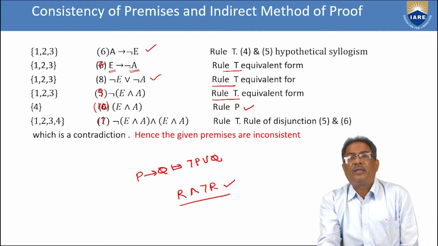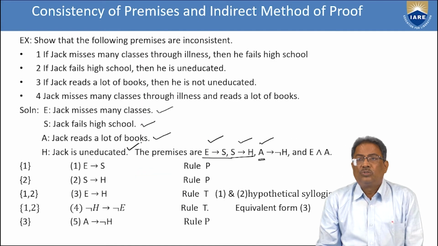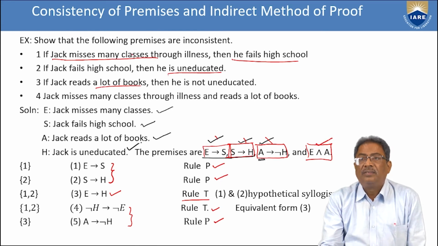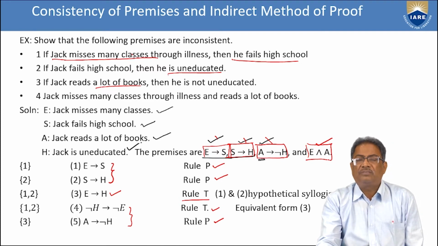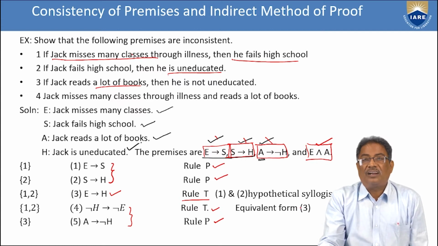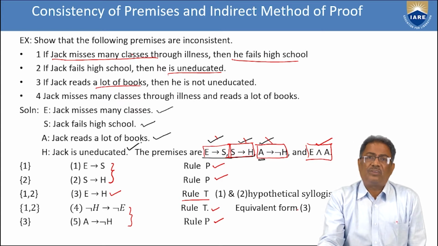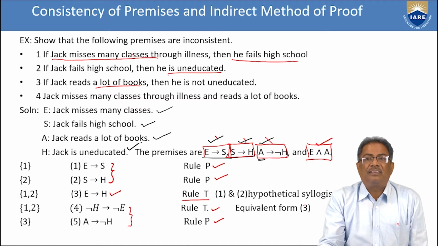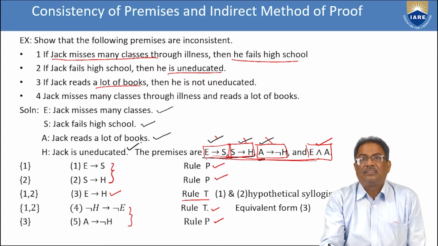So in this way, we prove it. This is given as true, and we arrive at its negation being true. That means whenever P is true, we also get that the negation of that premise is true. So R is true and negation of R is true, which is meaningless, which means that the given premises are inconsistent.